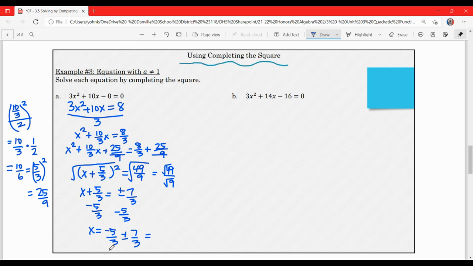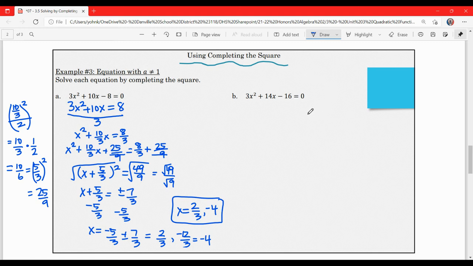Well, if I do negative 5 thirds plus 7 thirds, that gives me 2 thirds. If I do negative 5 thirds minus 7 thirds, that gives me negative 12 thirds, which is negative 4. So x is 2 thirds and negative 4. Again, if we were to graph the original quadratic, it would cross the x-axis at 2 thirds and negative 4.